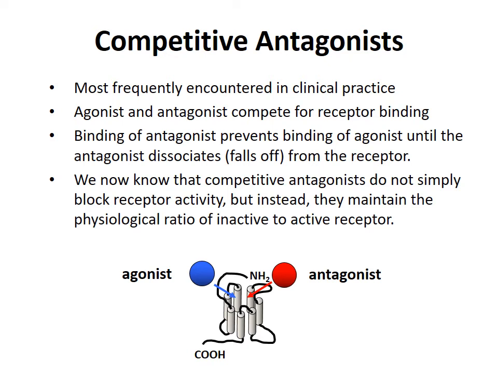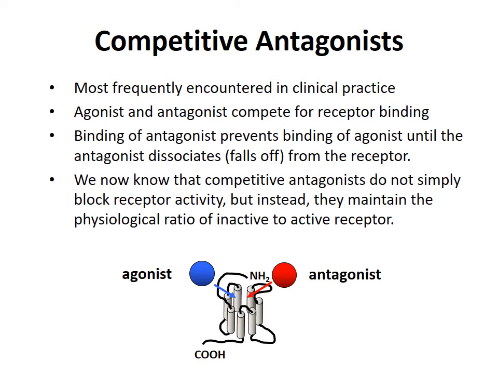In this case, agonist and antagonist compete for the receptor binding site, and so binding of an antagonist prevents binding of the agonist until the antagonist dissociates or falls off from the receptor. In that third bullet, again, that's only in the case where it's reversible. In some cases, it is irreversible, right? And we're going to talk about how that looks.